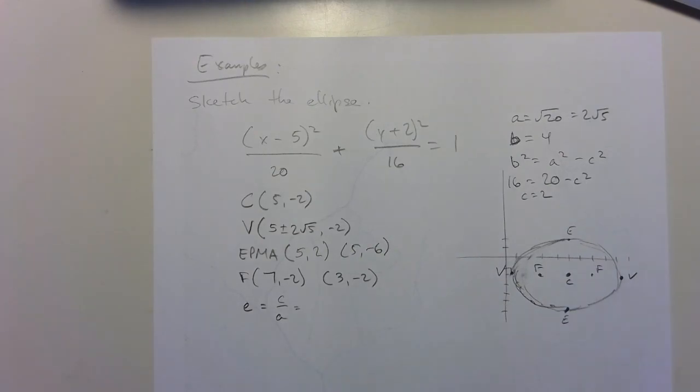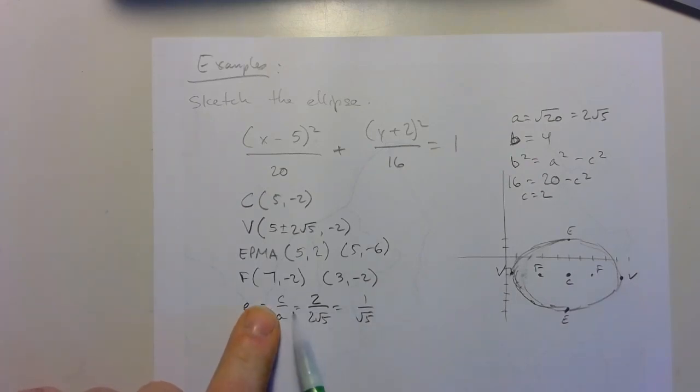So remember that if we look back at our formulas, eccentricity was C over A. Let me make sure I have that right. Yep, C over A. So it's going to be 2 over 2 root 5. Okay, so 1 over root 5. All right, that's our eccentricity.